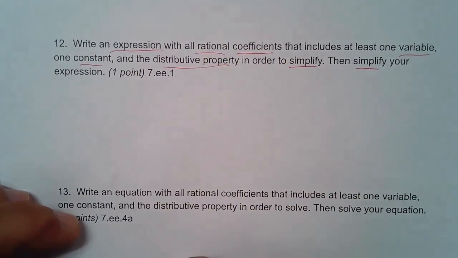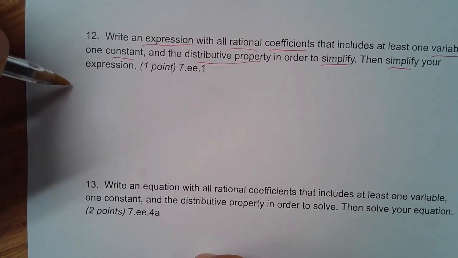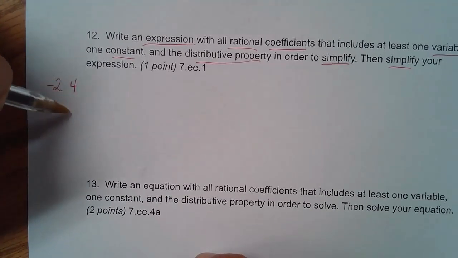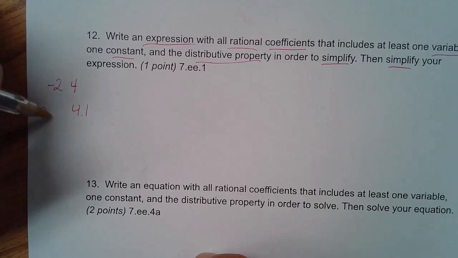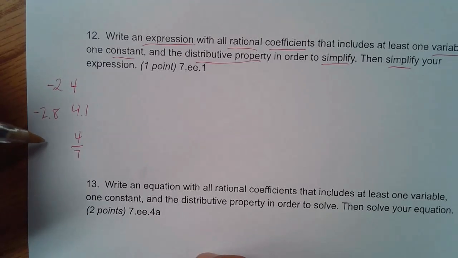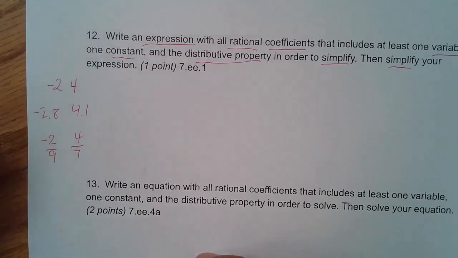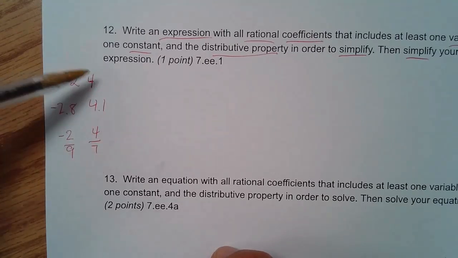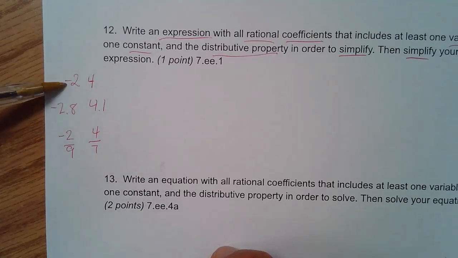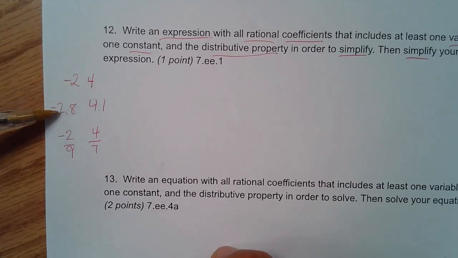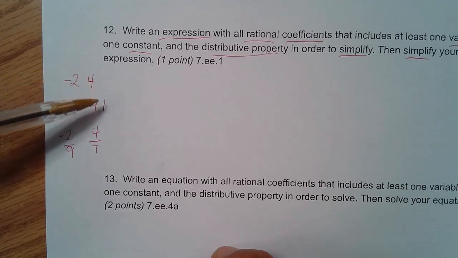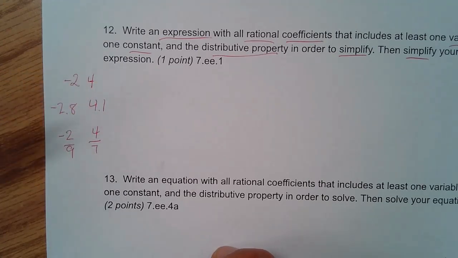Rational. That really just means that you have an integer like 4 or negative 2. Those are integers. Or you can have a decimal like 4.1 or negative 2.8. Okay. Or you can have 4/7 or negative 2/9. These are all rational numbers right here. And really, rational numbers at this point, I'll just tell you they're integers or whole numbers or decimals, positive and negative decimals, positive and negative fractions. That's what rational is. It's pretty much any number you can think of is a rational number.